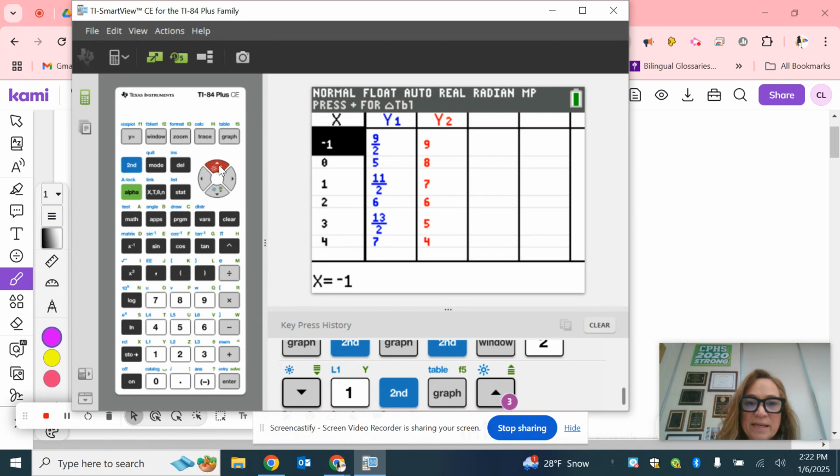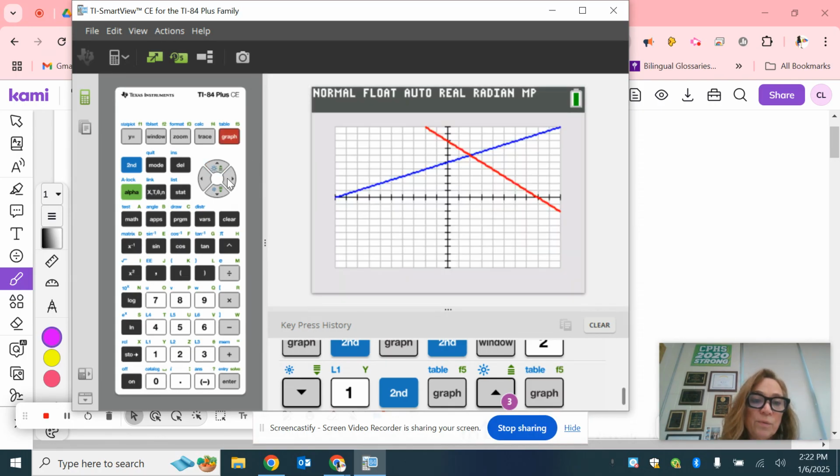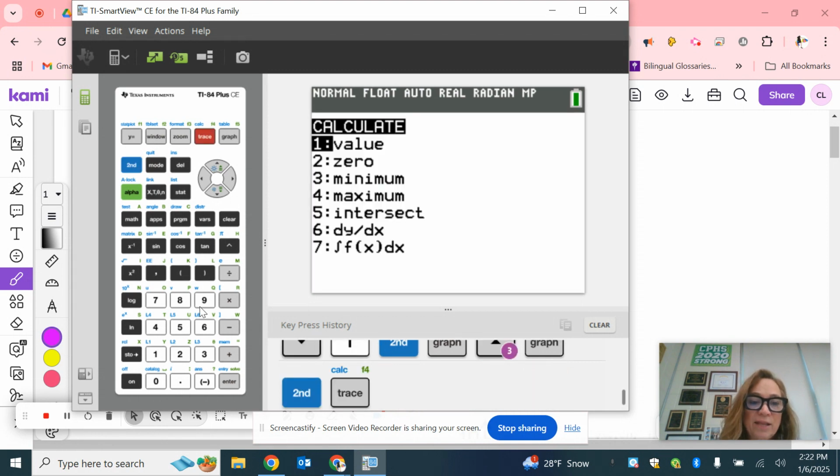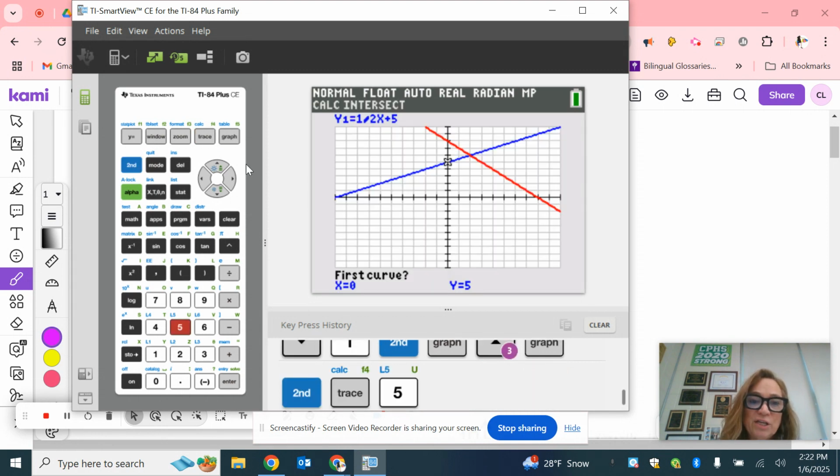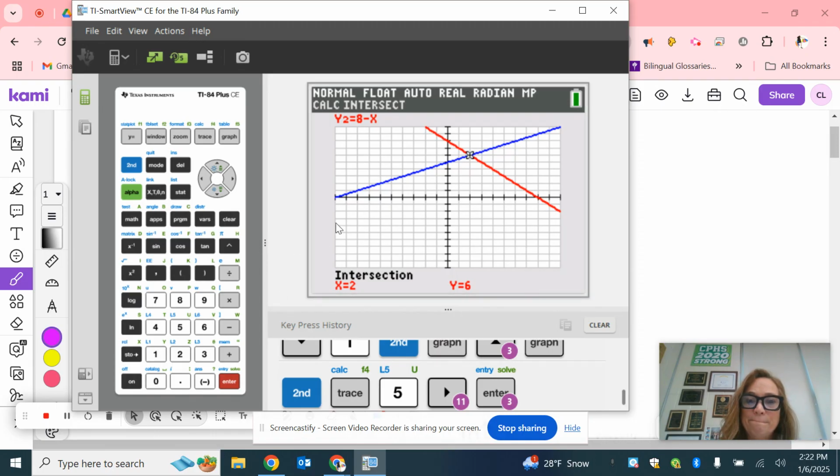So when you look at this, you can see like 0 gives you 5 and also 8. That's not a shared point. 2 gives you 6 and 6. That's a shared point. You can also do calculate, which is second trace, and you want choice 5, the intersection. You just move the cursor close to it, doesn't have to be perfect, and then you hit enter 3 times, and it'll give you the answer down here on the bottom.